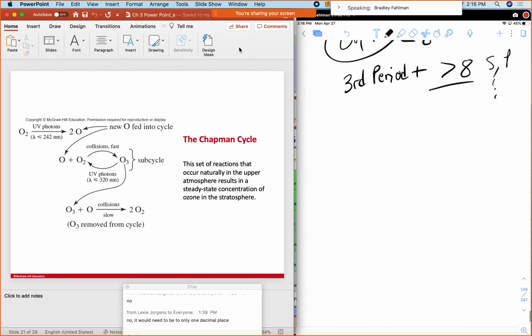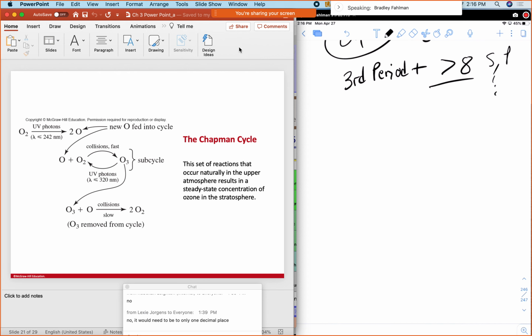The Chapman cycle, I'm not going to ask you to reproduce this, but you should be familiar with what happens when UV light is absorbed by oxygen. It breaks that apart to give you radicals. So you've got 2 oxygen radicals that then combine with oxygen to form ozone. This is a natural cycle. Ozone can then react to give back your oxygen, and it starts again.